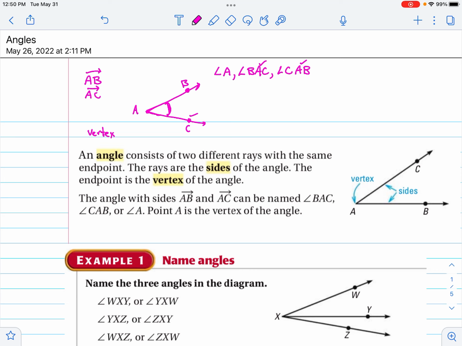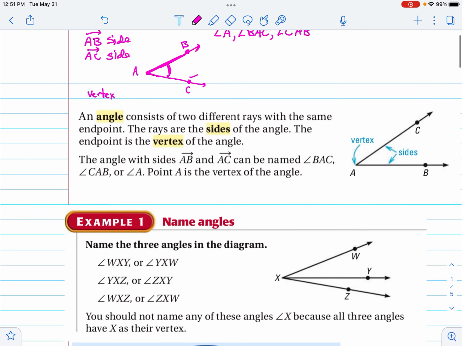So if we use the three-letter way of naming it, this ray, AB, is a side of the angle. And AC, that's also a side of the angle. So first of all, we defined what an angle is, and then we want to name angles.